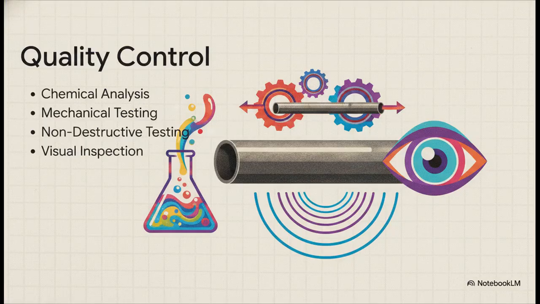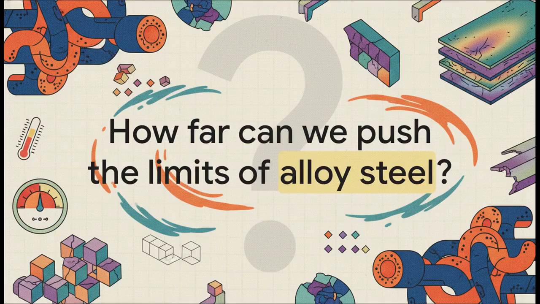And it really is a gauntlet of tests. Both A213 and A335 go through rigorous chemical analysis to verify that exact alloying mix we talked about. Then comes destructive mechanical testing for tensile and yield strength, followed by crucial non-destructive testing like ultrasonic and radiographic scans to look for hidden internal flaws. Toss in a strict visual inspection for surface defects, and that's how conformity is guaranteed before it ever hits your loading dock.